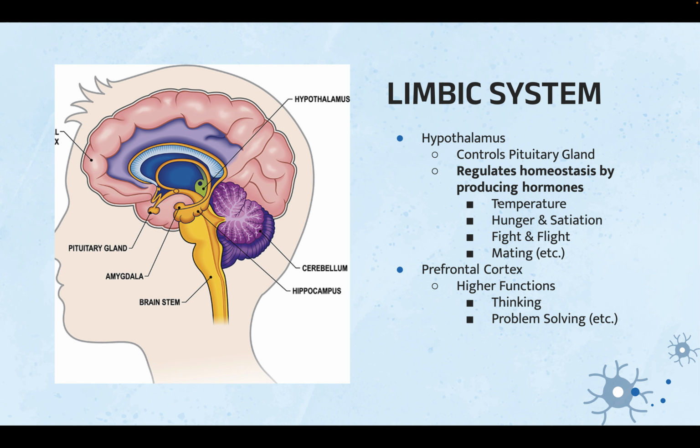In specific, it controls a lot of things using hormones. The big ones are temperature, hunger, and satiation. So it can induce hunger, or it can make you feel full. Fight or flight, it can make you run towards a fight or run away from it. And mating hormones, along with other things. The prefrontal cortex, this is a big part of the frontal lobe. It's involved in higher functions, so thinking, problem solving, identity, and such.